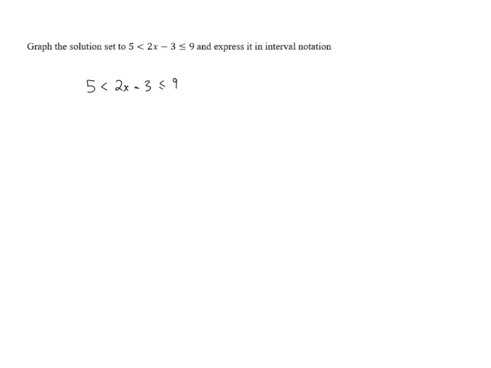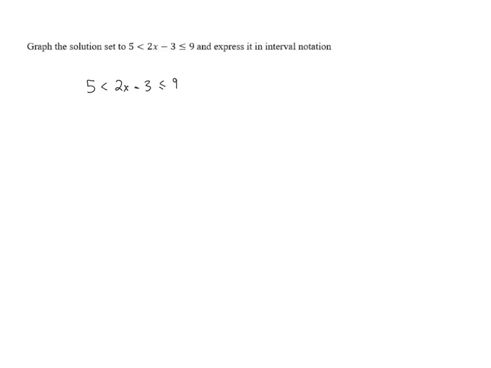Now we need to isolate the x here, just like we do in other inequalities, but with a double inequality there are 3 parts to the inequality: the left side, the middle part, and the right side. And so anytime we do something to the middle, we also have to do it to the left and right sides. With an equation, when we do something to one side, we have to do it to the other. And the same thing is true here, but there's 3 different parts where we have to do the same thing to each part.